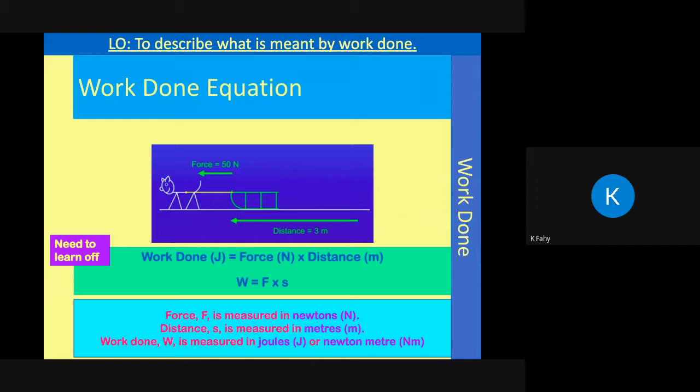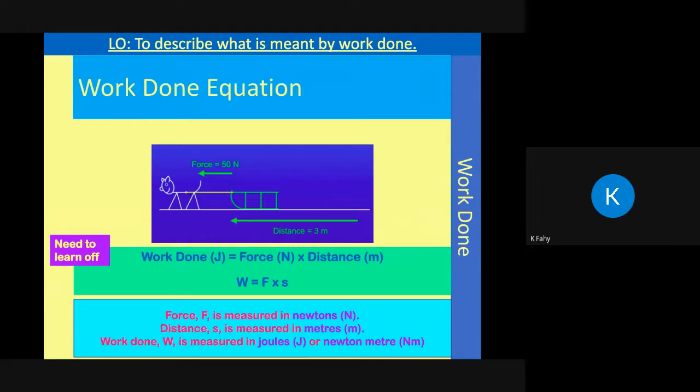So in this example here, if I was trying to calculate the work that the dog did on the sleigh, I would multiply the force he applied to the sleigh, which was 50 newtons, by the distance he managed to move that sleigh, which was 3 meters. So 50 by 3, 150 newton meters, which actually we often just say as joules.